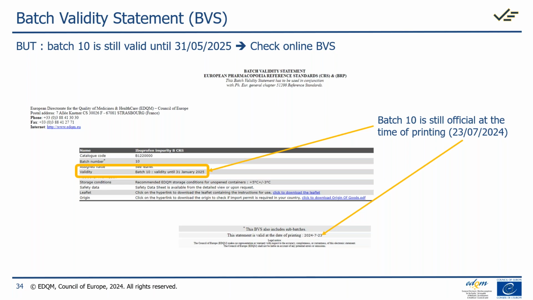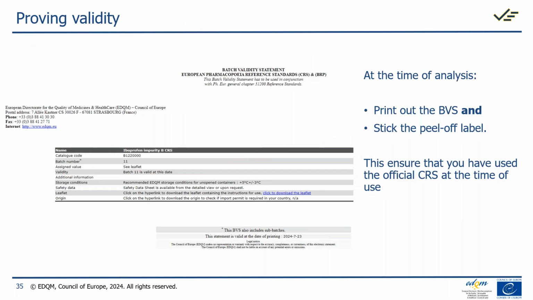When a batch number is running out of stock, we typically allow a 6 months transition to the next batch, and this rule applies unless there is a quality issue. And after printing the BVS, you can attach the peel-off primary label to the certificate to prove you used the official CRS batch at the time of your analysis.